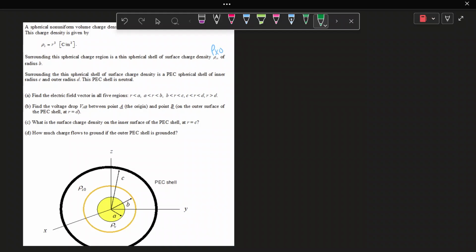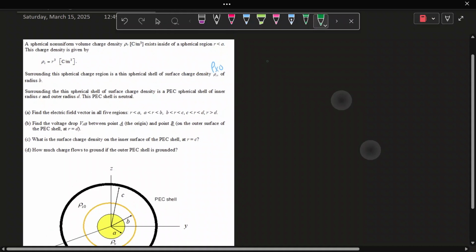It's very important. Surrounding the thin spherical shell of a surface charge density is a PEC shell, a spherical shell of inner radius c and outer radius d. The PEC shell is neutral. So what does it mean for a PEC shell? Because we can get an answer really quick. A perfect electrical conductor shell means it has no charge inside. What does that mean? There's no electric field inside. Think about Faraday's cage.